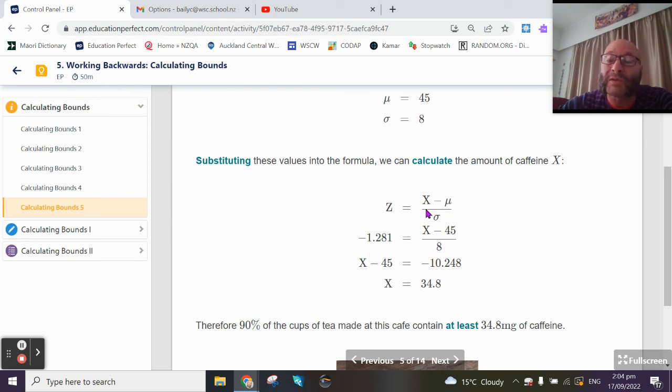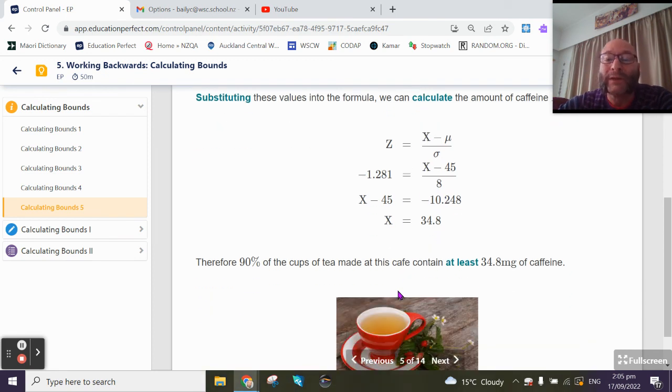Now we just solve this equation for x. So this says take x minus 45, divide by 8. That gives us the negative 1.28. We'll just do that in reverse. Instead of dividing by 8, times by 8. Negative 1.281 times 8 is negative 10.248, which is x minus 45. We add 45 to both sides, giving us our x value.